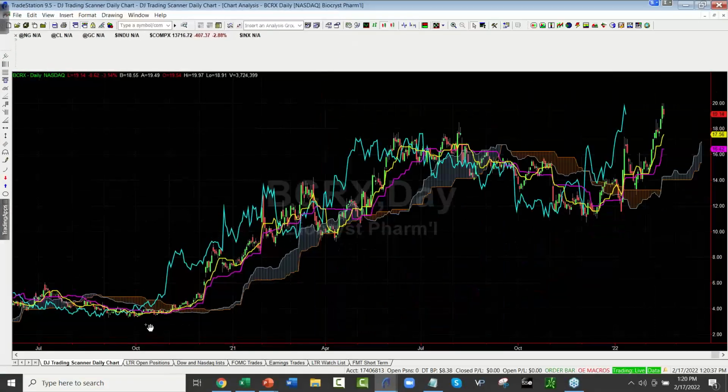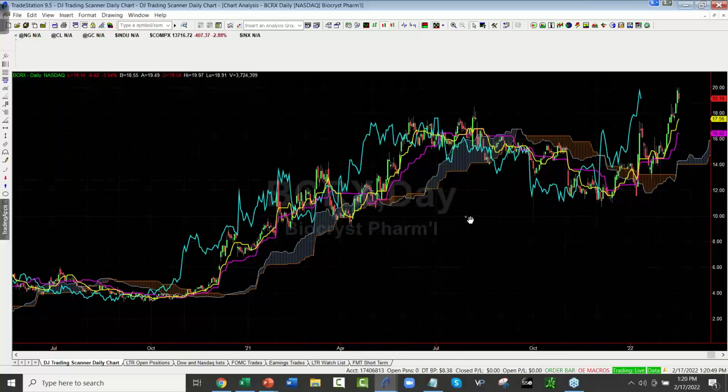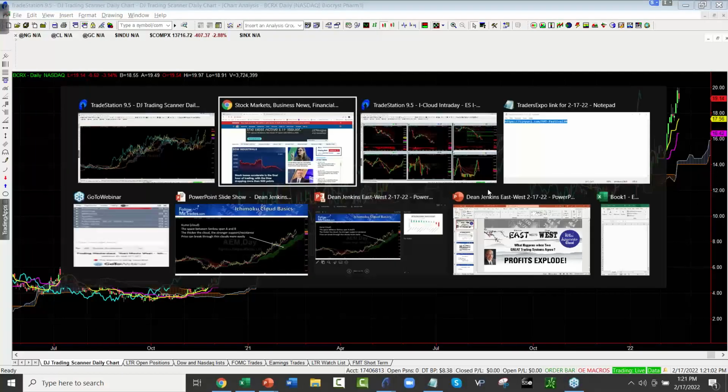All right, you've got Tenkan Kijun, the yellow, the purple, and then they've got this Chikou line, and they've got these weird colors, blue and orange for the cloud, and that is so crowded. I can barely see the price bars. I can barely see price action. So that's not what my display for Ichimoku cloud looks like. Okay, we'll get to that.